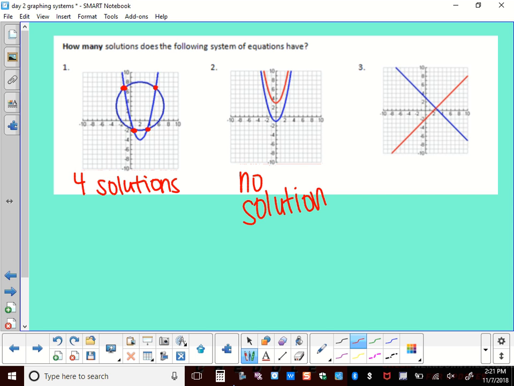All right, number 3. What's going on over there? One solution. What did you think? Why is it infinite? No, they have to be lying right on top of each other. Infinite would mean it'd be a blue line and then a green line right on top. We don't have that. We're only looking for where it crosses.